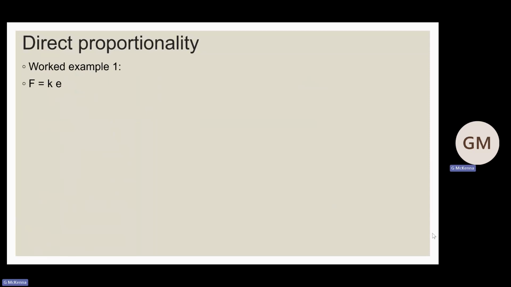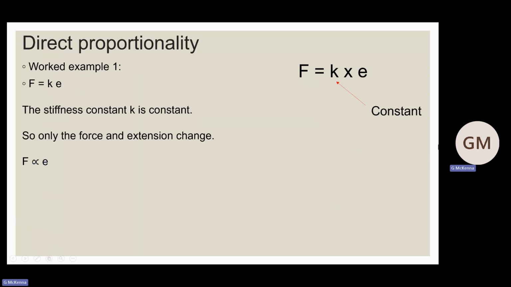So worked example 1, just coming in really from Hooke's law, so F equals KE. Of course, the stiffness constant is a constant, it has that in its name, and therefore the stiffness constant K being a constant means that only really the force and the extension change, and therefore we can say that the force is directly proportional to the extension.